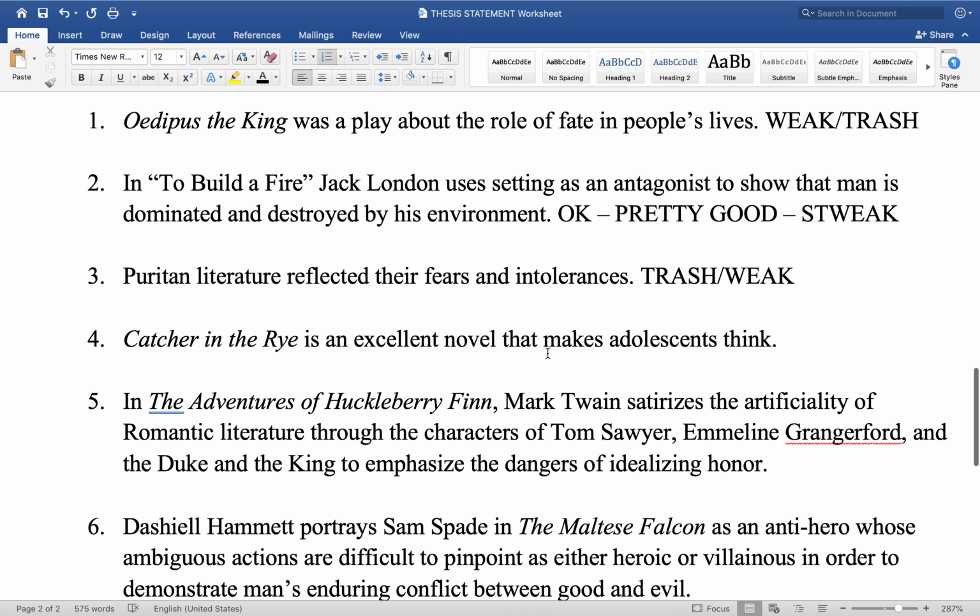Look at this one. "Catcher in the Rye is an excellent novel that makes adolescents think." This one is super. It's strong. I'm just kidding. The first two letters are right. What is it? It sucks. That's right. There's nothing good about it. Everything makes adolescents think.